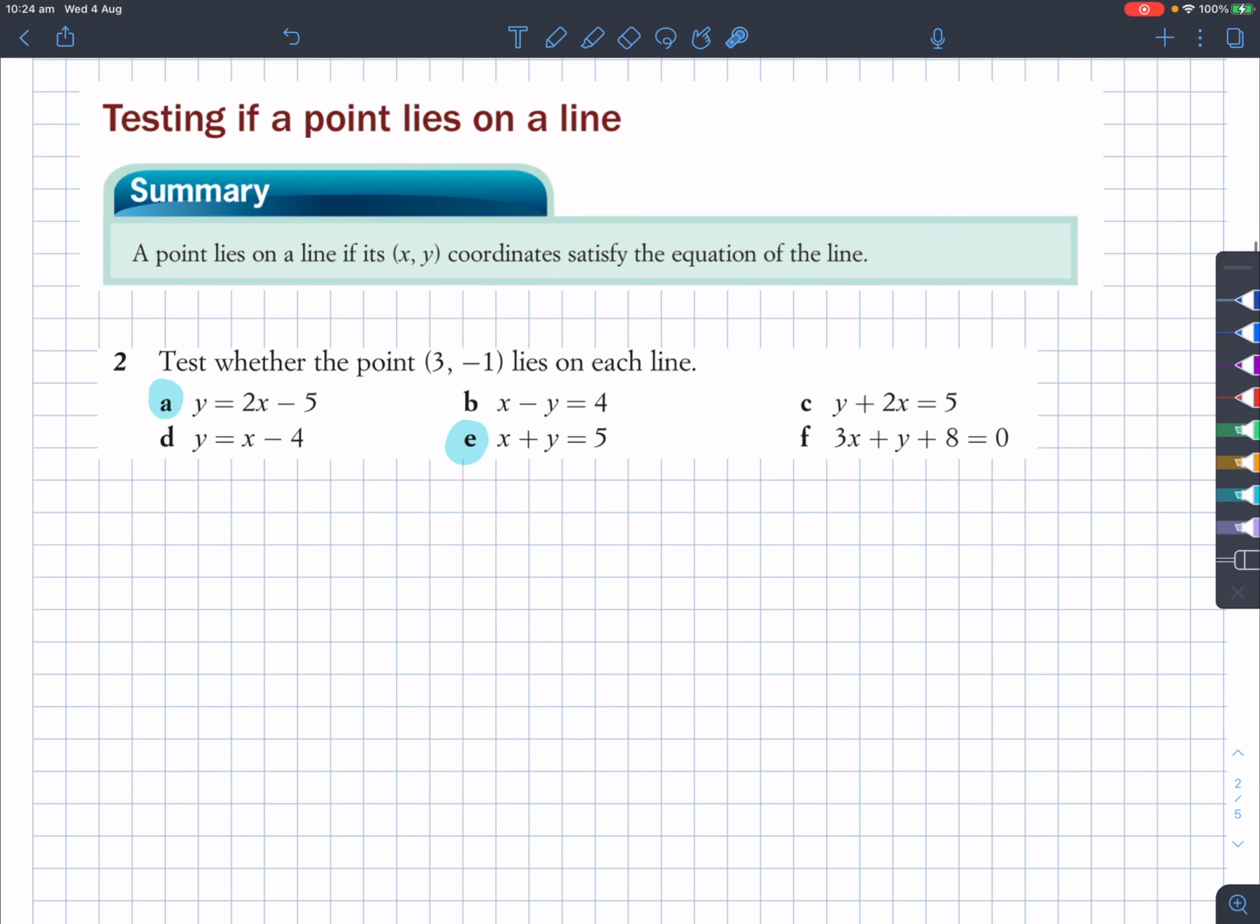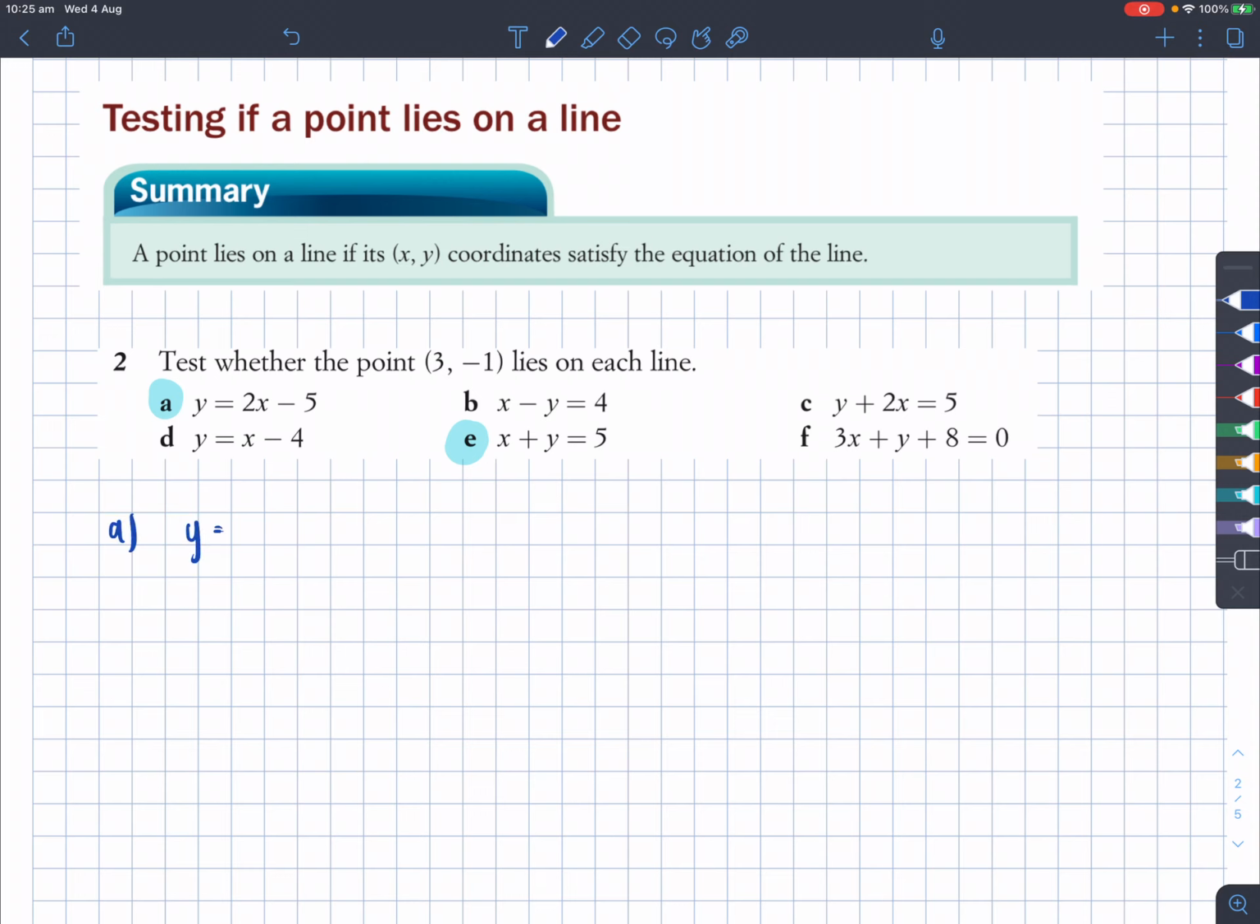The next thing we're going to do is testing if a point lies on a line, and we've done this once again before. So I want you to write down the summary as well as that little title there. A point lies on a line if its coordinates x and y satisfy the equation of a line. Let me demonstrate that using the first question here. So write question 2a.